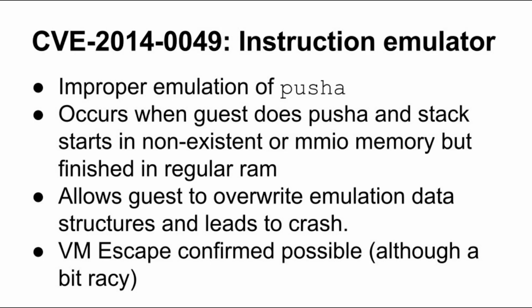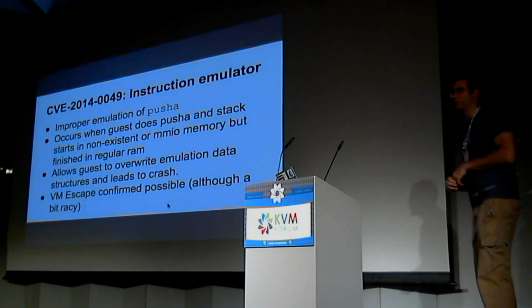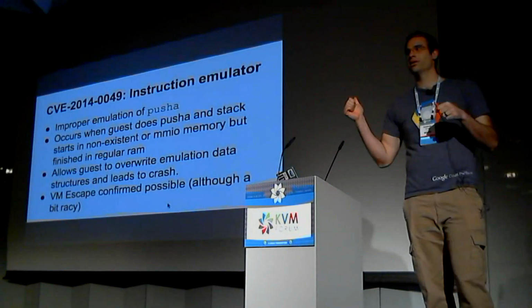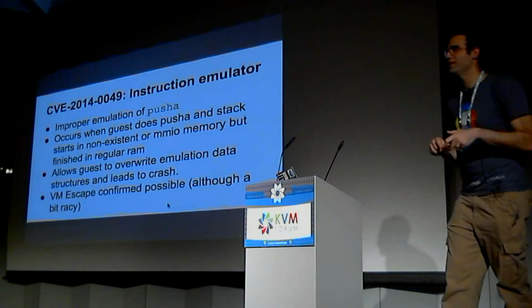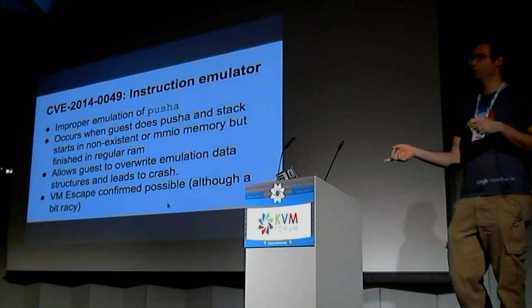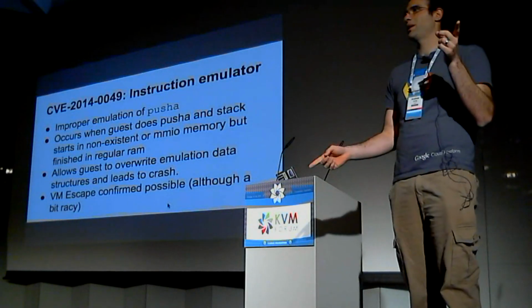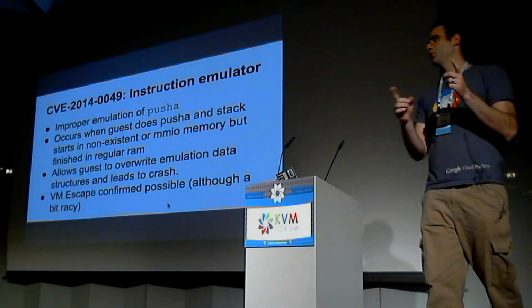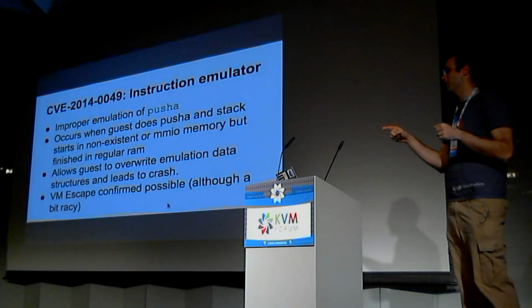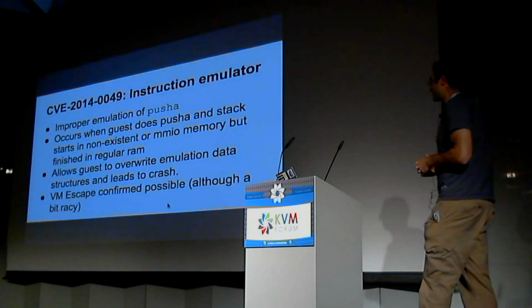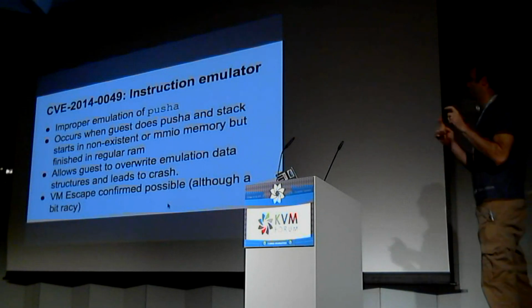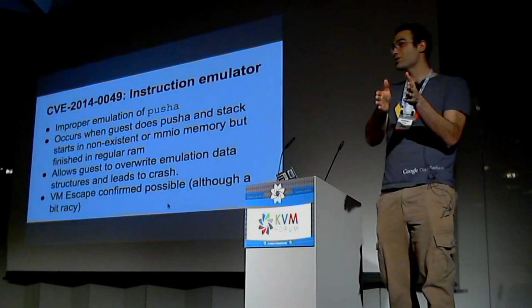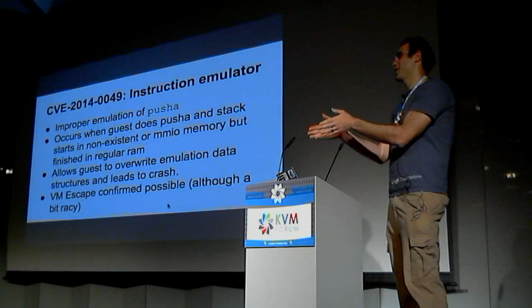So another recent one, this was a problem in the emulator. It was improper emulation of the push A instruction. I didn't actually put the code up here because the code path to actually make this happen is really, really complicated. What ends up happening is you end up in a loop between the kernel and user space. And while in that loop, you go on forever while incrementing a pointer forward, and eventually you do a memcopy of null. The condition that actually triggers it is when the guest does a push A and the stack starts in MMIO memory but finishes in regular RAM.